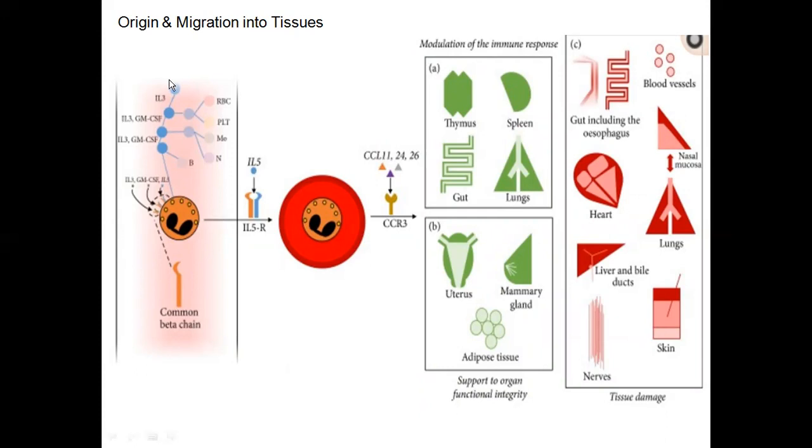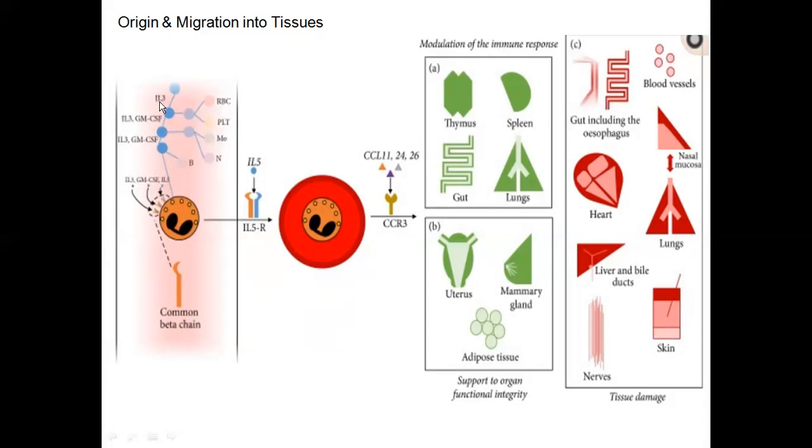Interleukin 3, GM-CSF (granulocyte macrophage colony stimulating factor) and interleukin 5, these cytokines have a very important role in the development of the eosinophil. The eosinophil is a granulocyte, and it comes out of the myeloid stem cells in the bone marrow. So the myeloid stem cell is converted into a mature eosinophil with the help of these growth factors.